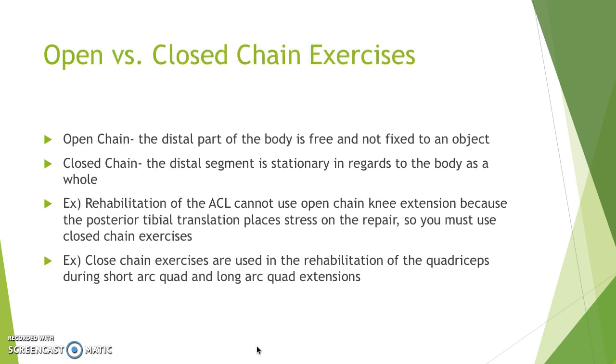A lot of the exercises you'll do will be referred to as open versus closed chain. An open chain is when the distal part of the body is free and not fixed, whereas a closed chain is when the distal segment is completely stationary in regards to the body as a whole. So an example of an open chain is for ACL rehab. You can't have open knee extension because that's going to put a lot of stress on the repair that they just did. Whereas for a total knee, a closed chain exercise you can do is short arc and long arc quad extensions, which is literally just straightening that leg and getting it to full extension.